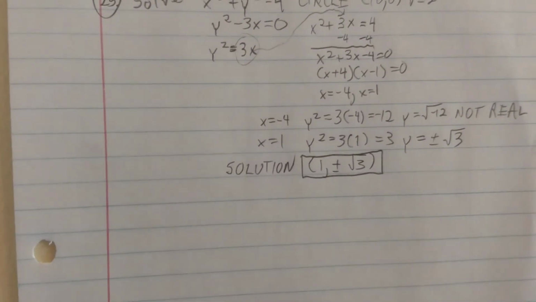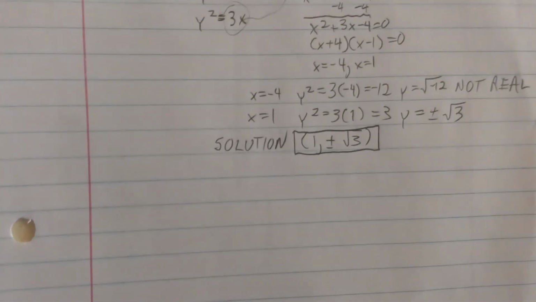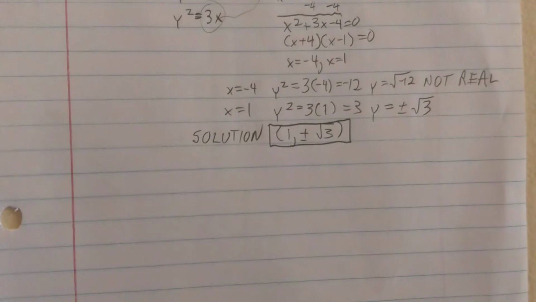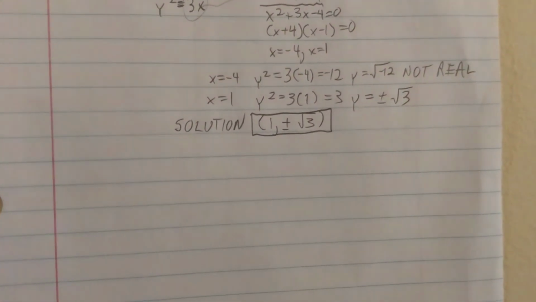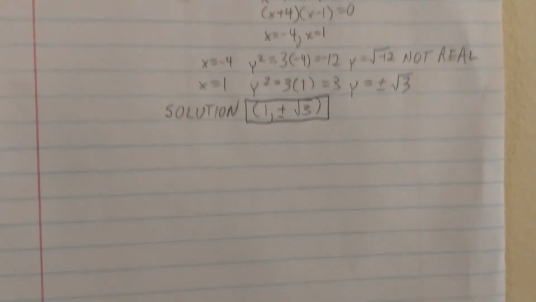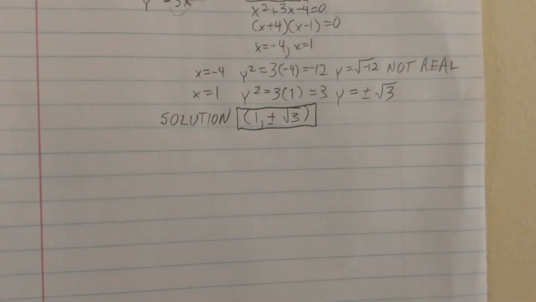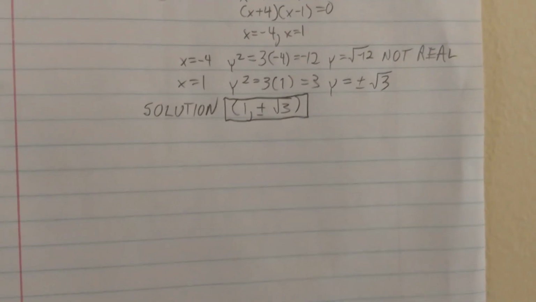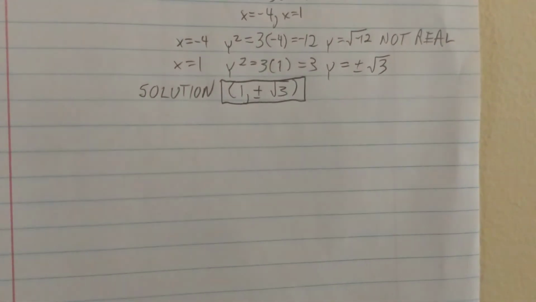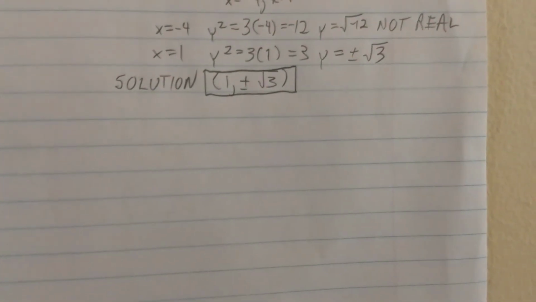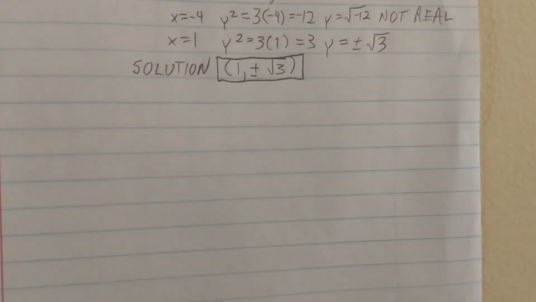So x squared plus 3x equals 4, or subtracting 4 to factor, we have x squared plus 3x minus 4 equals 0, or (x plus 4)(x minus 1) equals 0, giving us an x of negative 4 and an x of 1. Now plugging back into the y squared equals 3x equation, we'll try to find y. So y squared is 3 times our first solution, negative 4. So y squared equals negative 12, but when we go to square root it, we can't, because the square root of negative 12 is not real, so we have to throw that x equals negative 4 out.